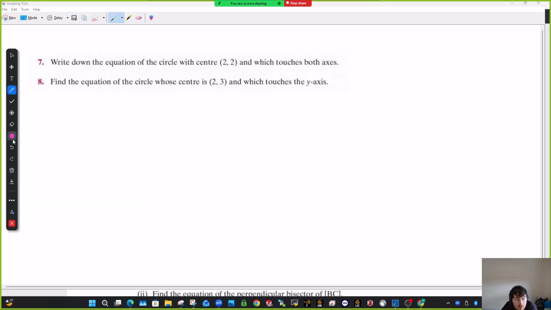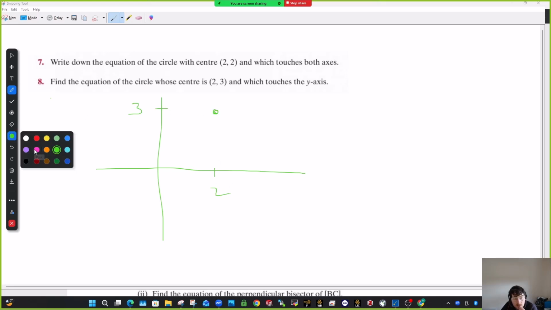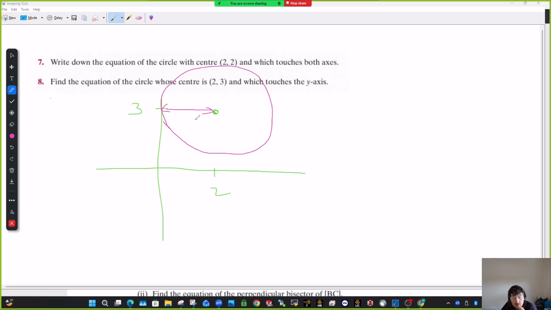Let's do 8. I've already done questions like this before, but the book has given these again because they're so important. We're told that this circle has a radius of 2 and its center is all the way up here at 3. And we're told that this circle touches the y-axis. So let's do a sketch of this. You can pause the video there if you haven't already and tell me what the radius of the circle is. It's going to be this distance here, 2.